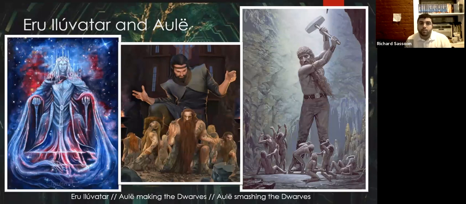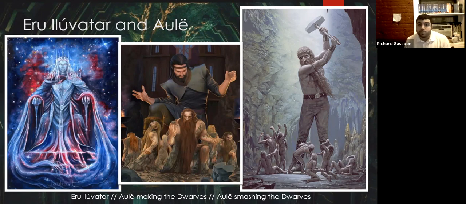Eru Iluvatar discusses his vision, and in his vision, he is going to create a world with 2 dominant species, the firstborn being the elves, and the secondborn being the men. But he waits some time to waken them from their sleep. In this time, Aule decides to create his own beings, and not knowing the true designs of Eru Iluvatar, he makes them stunted and deformed. And so they are the dwarves. You can see in the middle frame Aule composing the dwarves out of stone and bringing them to life.